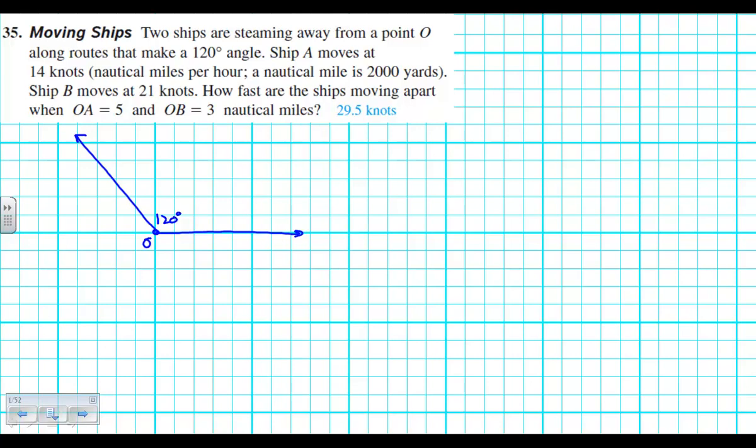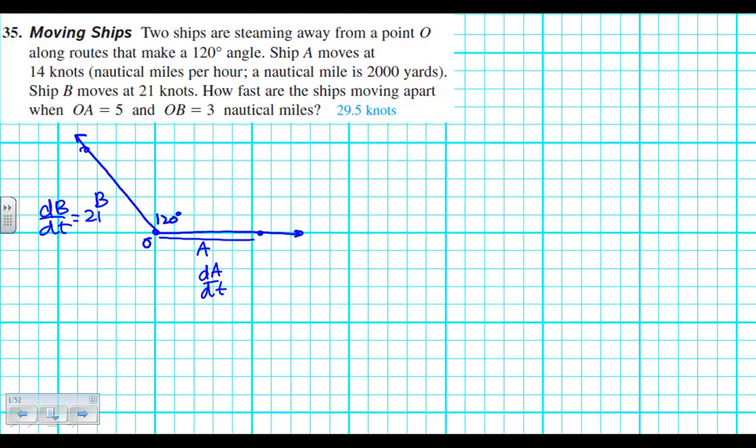Ship A moves at 14 knots. Okay, so let's call this distance x, and we're being essentially told that dx/dt is 14 knots, or nautical miles per hour. Ship B, you know what we should do? Oh, I think we should do this. This is distance, we'll call this distance A, and we'll call it dA/dt. We'll call this distance B, and then we're being told that dB/dt is 21 knots.